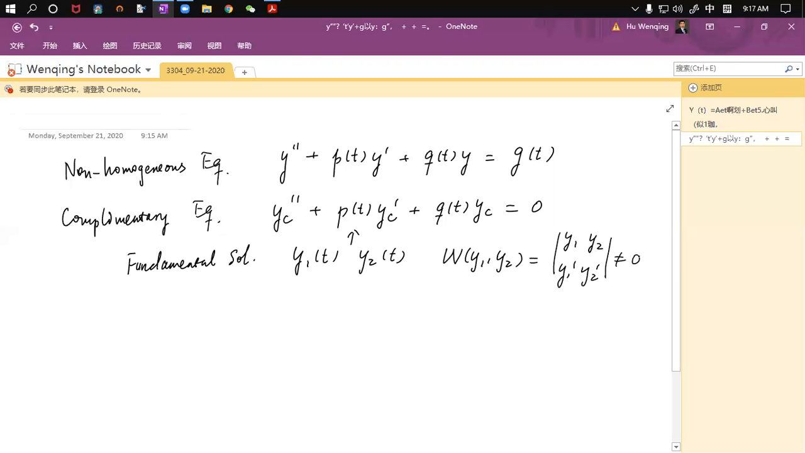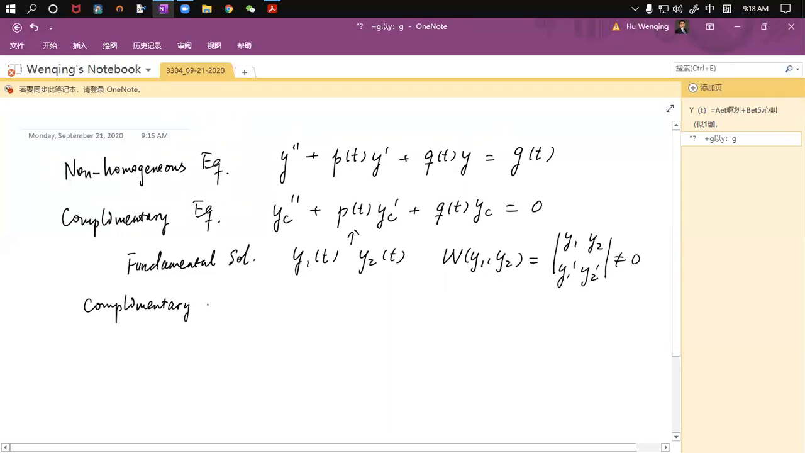has to be non-zero, right? So the Wronskian is something that has to be non-zero. So you have this. Now, as long as you have this, you're going to have the complementary solution. The complementary solution y_c of t is c1 y1 of t plus c2 y2 of t, right?